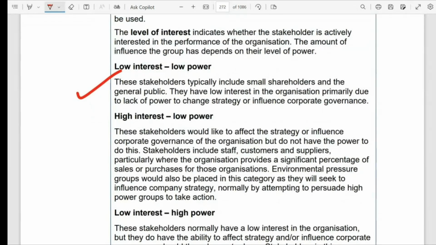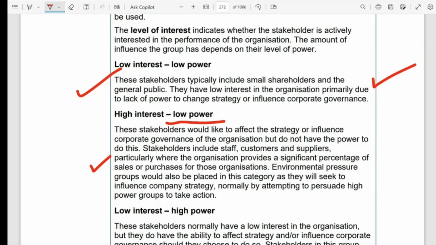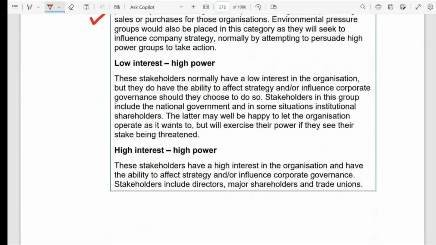The stakeholders typically include small stake shareholders. With high interest and low power, the shareholder would like to affect strategy or influence. And then low interest with high power: they have low interest in the organization, but they have the ability to affect strategy and influence the corporate. But high influence on corporate governance. Stakeholders include directors, major shareholders, and trade unions.